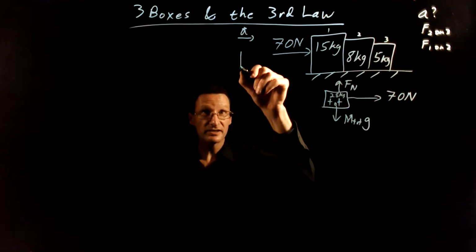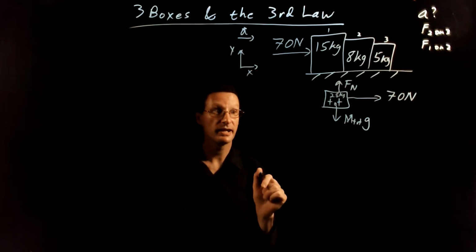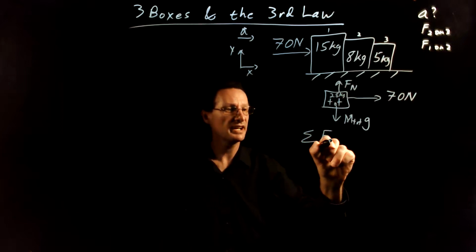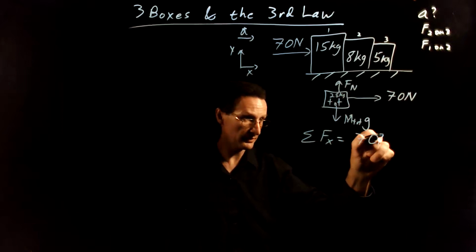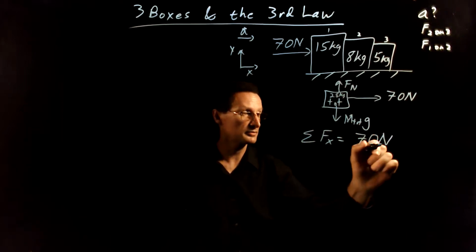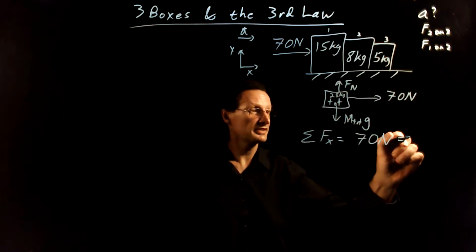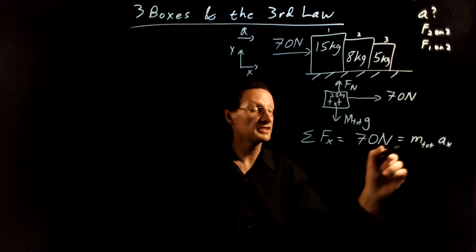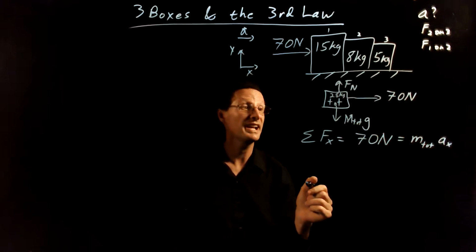I want to use a standard XY coordinate system, and I'm going to concentrate on just the X direction here. Okay, so let's sum the forces in the X direction. That gives us a positive 70 newtons because that points in the positive X direction. That's the only force in the X direction. And then I set that equal to my total mass times the acceleration in the X direction.